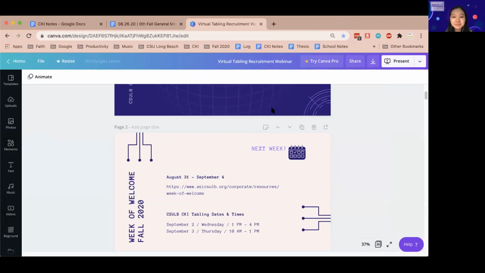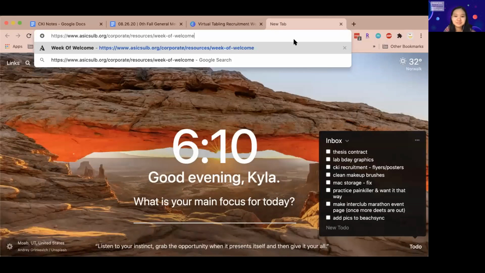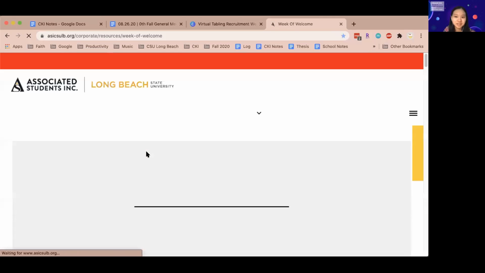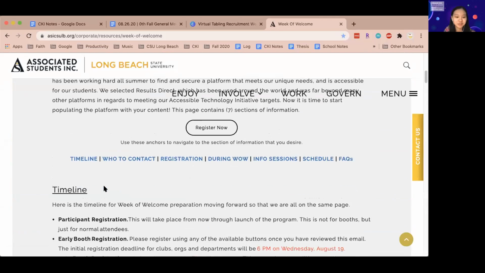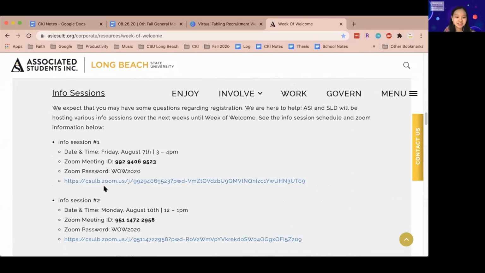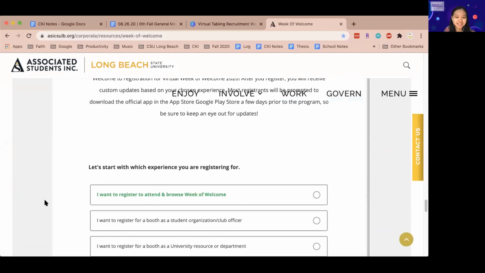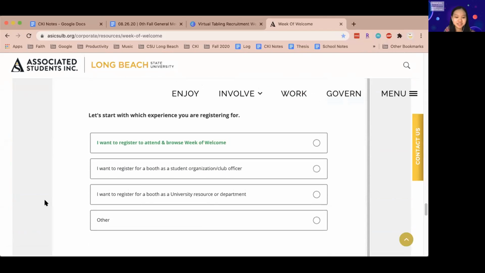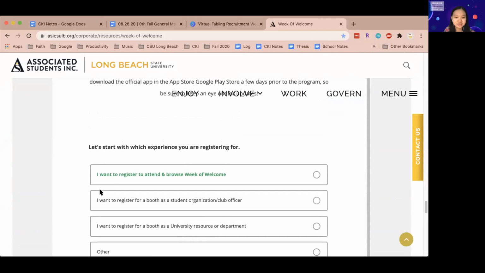Everyone has to sign up if you want to go to Week of Welcome. If you see the link that Kyla's sharing, asiCSULB.org/weekofwelcome, there should be a sign up at the very bottom. This is just the one with all the information. This is where you would register. Everyone has to register as a student there to attend and browse. Where can I find this PowerPoint? I can share it, and it's also recorded.